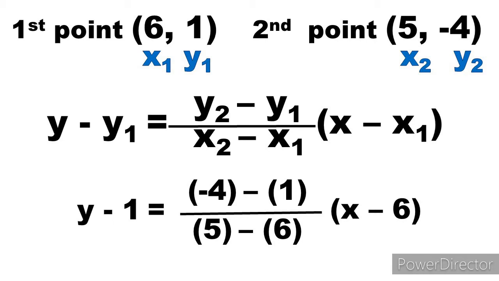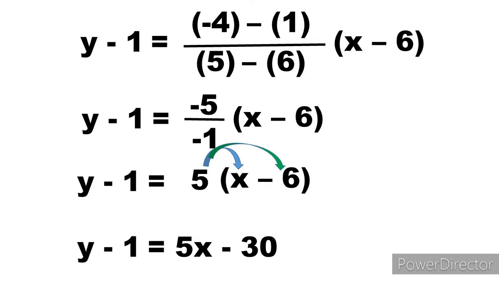So, therefore, we have negative 4 minus 1 all over 5 minus 6. And then we have the quantity of x minus x sub 1. Again, our x sub 1 is 6. So we write 6. And then the next step is to simplify. Okay, so we have now y minus 1 equals negative 4 minus 1. The answer is negative 5. Then 5 minus 6 equals negative 1 times the quantity of x minus 6.